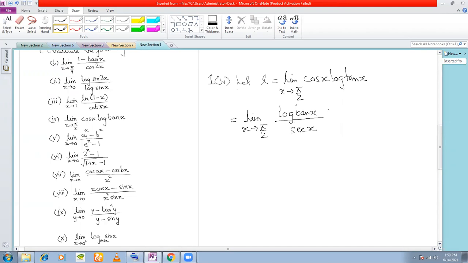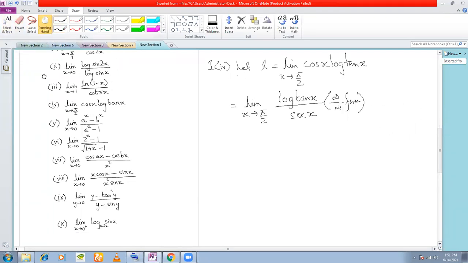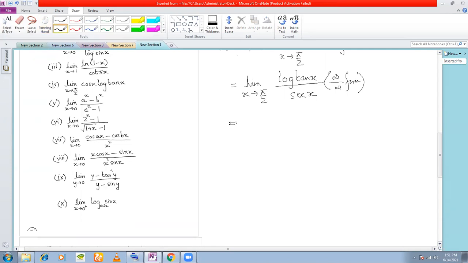Now what form is this? If you put x equal to pi by 2, log tan pi by 2 divided by sec pi by 2 is what? Infinity by infinity form, isn't it? Yes, this is infinity by infinity form. So in the next step, we'll apply L'Hospital's rule.